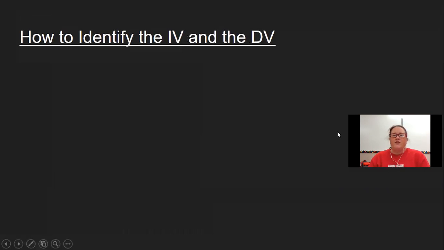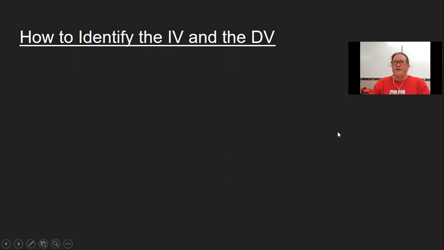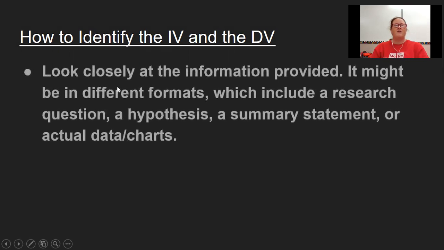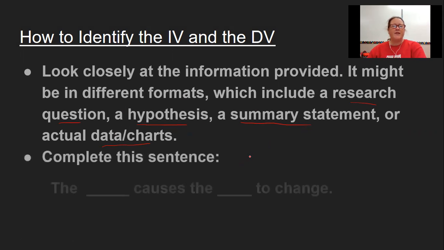Okay, enough of that. So I'm going to give you a strategy now for how to identify the independent and the dependent variable. And we can look at information that's given to us. It doesn't matter what kind of information. It might be a research question, and we're going to investigate each of these today. It might be a hypothesis, a summary statement that talks about a brief summary of the research, or actual data and charts. And what we want to do is we want to complete this sentence.